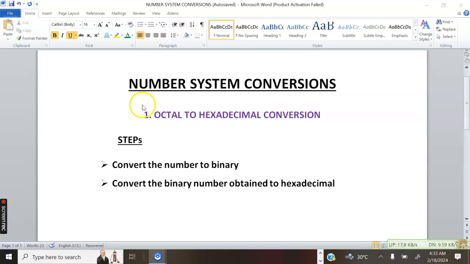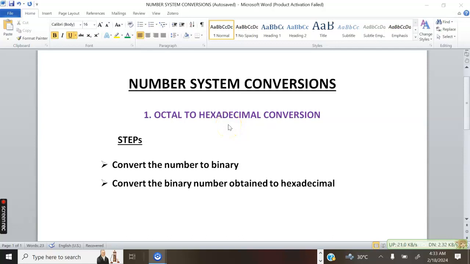In this video, I'm going to take you through the number system conversion that is octal to hexadecimal conversion, and the steps are quite simple and straightforward. So number one, you convert the given number to binary. Then from that binary number, you convert lastly to obtain the hexadecimal. I'm going to take you through several examples so that you can get yourself conversant on how to convert an octal to hexadecimal.